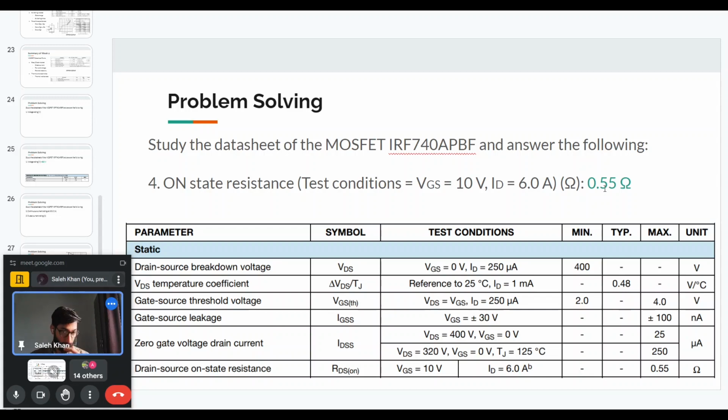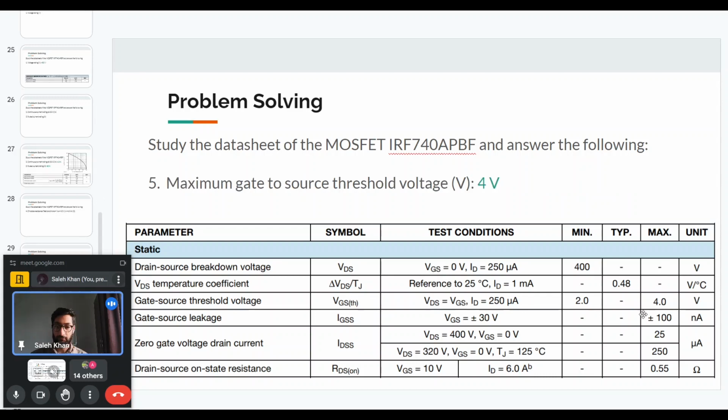And next we are asked about the maximum gate to source threshold voltage. Again, in the data sheet static parameters, we are given two voltages for the gate source threshold voltage. One is the minimum value and the other is the maximum value. It is a range from 2 volts to 4 volts. Since the question is asking about the maximum value, the answer to this portion of the question will be 4 volts.